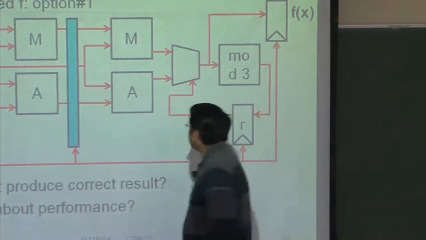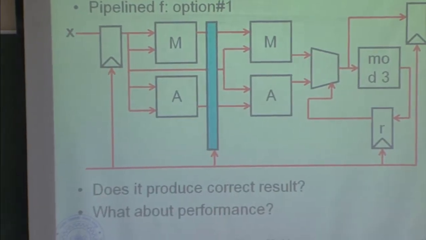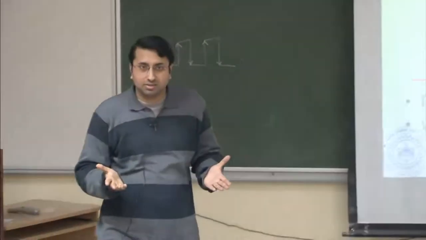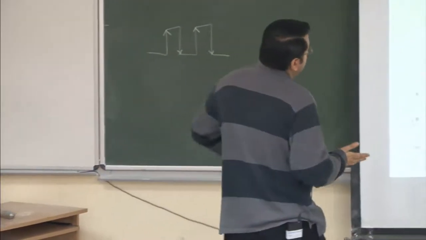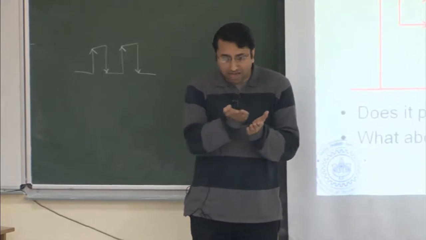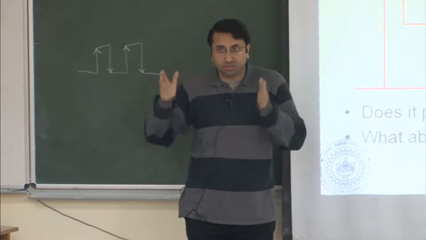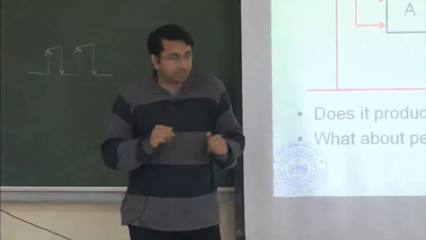So these are often called unbalanced pipelines. We have two stages which are not balanced, and that means there is a chance of improving. If I can balance them, I must be able to gain in clock frequency, because the slower stage is going to determine my clock frequency.